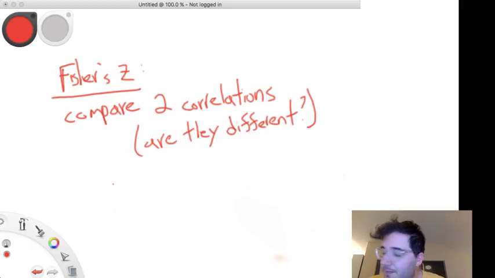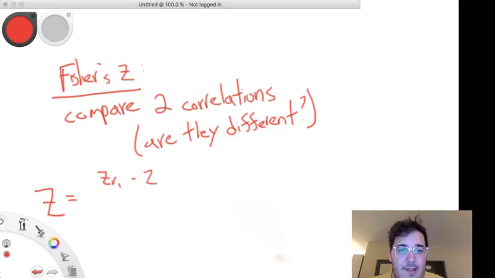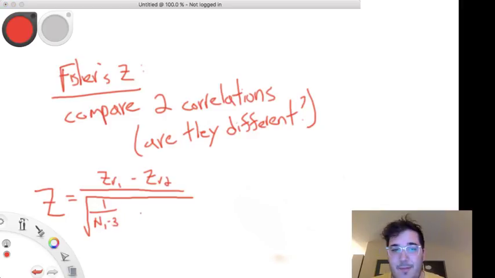So what the equation is, for everyone who's curious, and you can put this on your formula sheet if you'd like, is big Z equals the Z of R1 minus the Z of R2, divided by the square root of 1 divided by (big N1 minus 3) plus 1 divided by (big N2 minus 3).